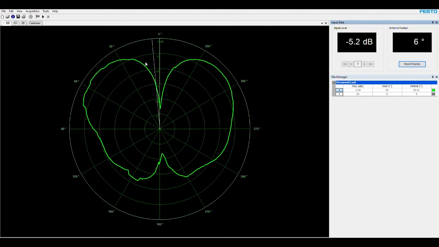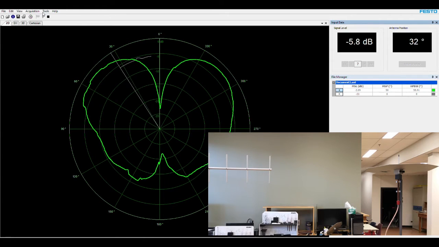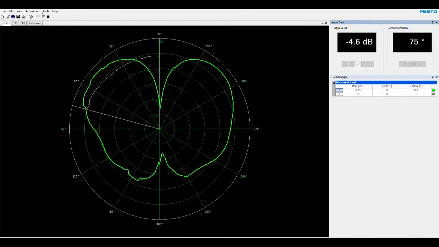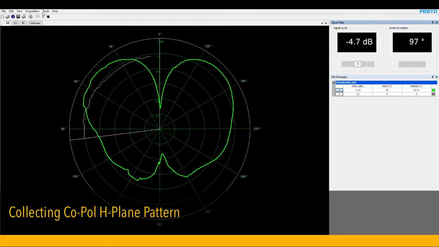Now, in the next step, we've configured the antenna in the H-plane copole mode, and we perform another measurement, which will be the copole H-plane pattern of the monopole antenna. As we discussed during the measurement demonstration, we expect to get an omnidirectional pattern. Now let's start our measurement and see if we get that. I'm going to press start acquisition, and ideally we want to get a circle, because that's supposed to be an omnidirectional radiation pattern.